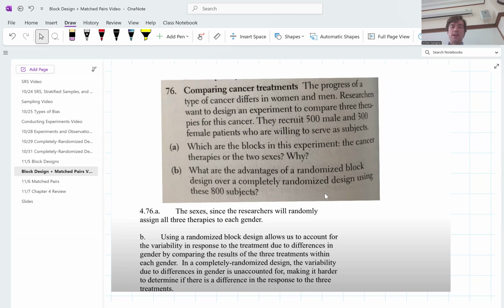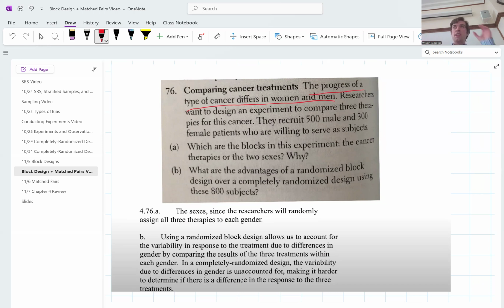The idea here is that we really want to control, we want to block by sex, right? And again, that's because the researchers believe that the progress of a type of cancer differs in women and men. So again, we're going to block by sex. So researchers will randomly assign all three therapies to each sex.